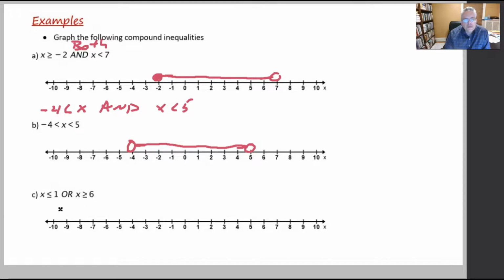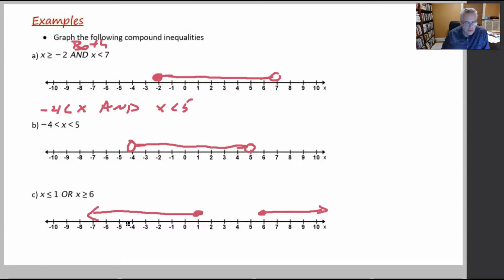We want everything in between, so we're going to connect those two. All right, the last one's an OR. Okay, pretty much we just have to graph both the inequalities. X is less than or equal to 1. So we want all those values of x. And we want the values of x that are greater than or equal to 6. So this is a graph of all the values of x that satisfy x is less than or equal to 1 or x is greater than or equal to 6. Every value I mark satisfies at least one of them.